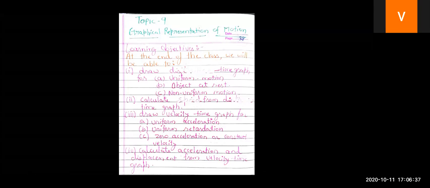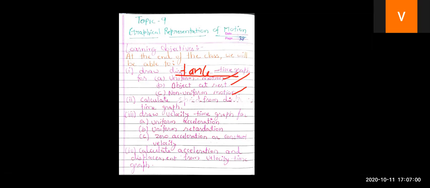Now, let's see what we are going to learn. Children, we will learn drawing distance time graph. This is your distance time graph for uniform motion, for non-uniform motion, and when the object is at rest, right? Then we will learn to calculate the speed. We will learn to calculate the value of speed from distance time graph, right children?